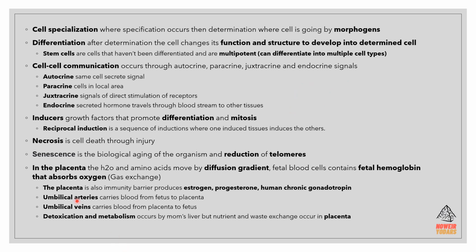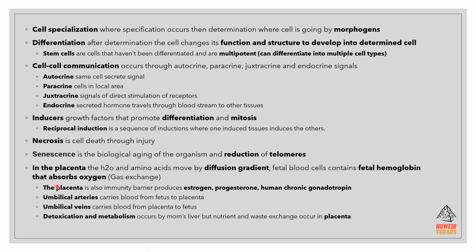Then we have something called necrosis. Necrosis is basically cell death through injury. There are a lot of ways a cell can get injured, due to the environment or ingesting something specific that could damage your cells. So that's necrosis. And then senescence is basically biological aging. We all age. The way our physical being gets weaker is due to senescence, a reduction of telomeres on your chromosomes.